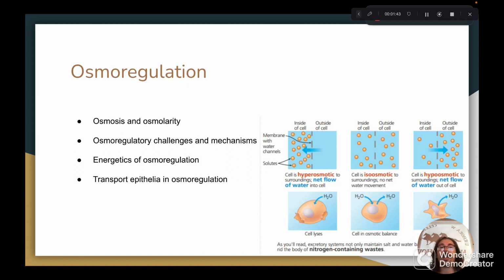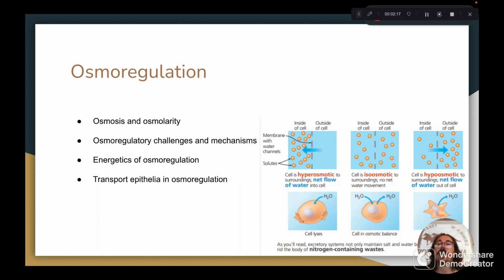The term osmoregulators refers to animals who maintain their ideal balance of water and solute concentrations in spite of external conditions, by expelling water when the environment is hypoosmotic and taking in water when the environment is hyperosmotic.